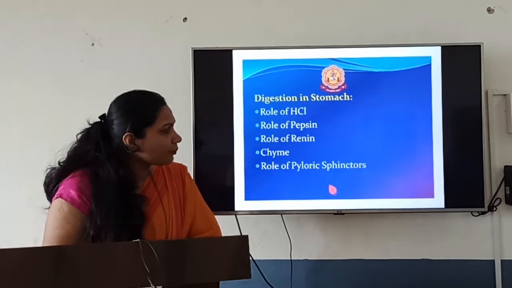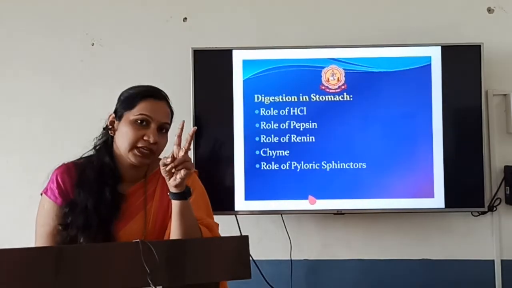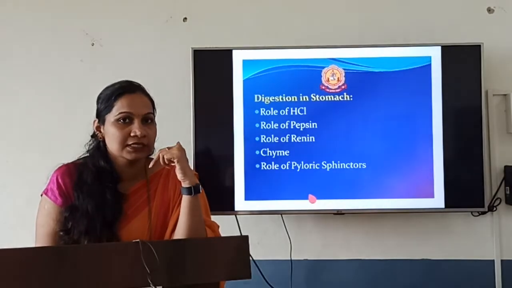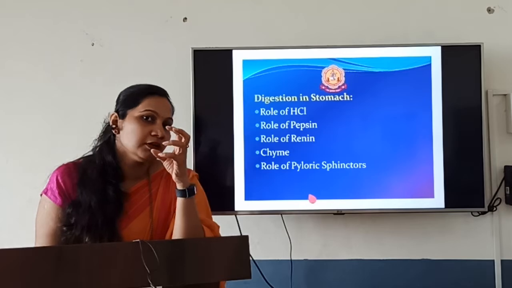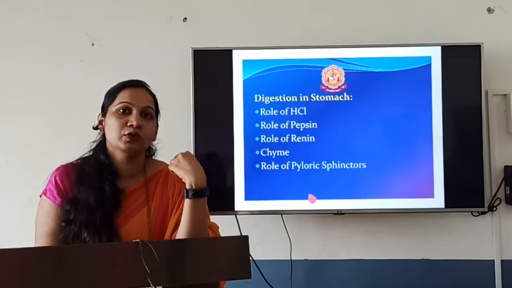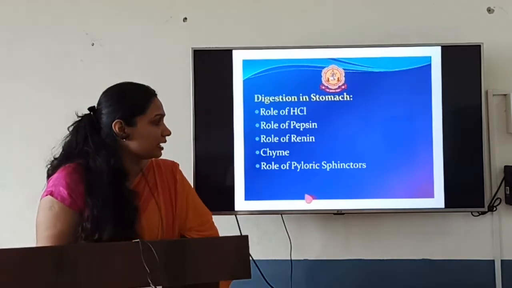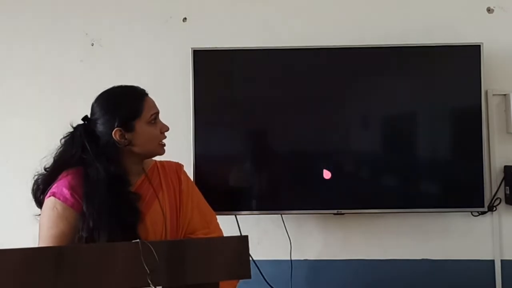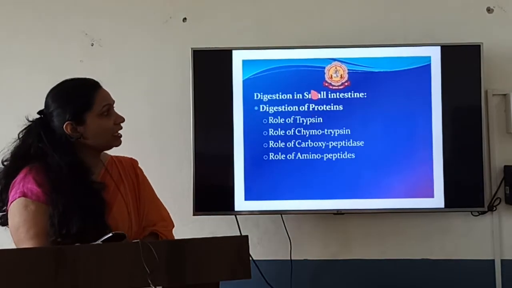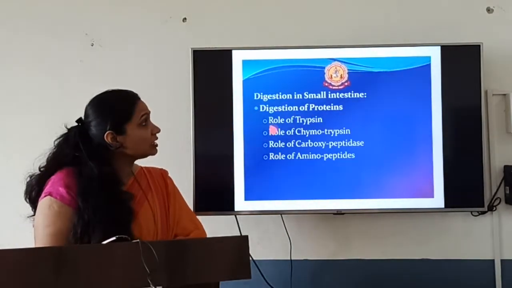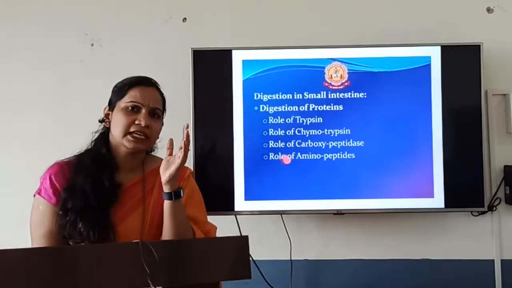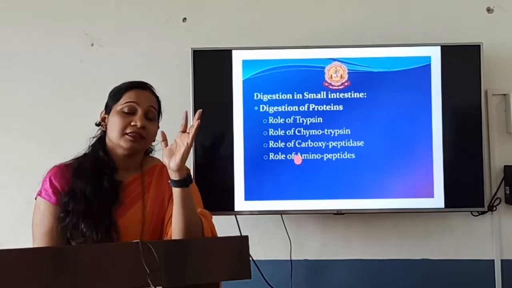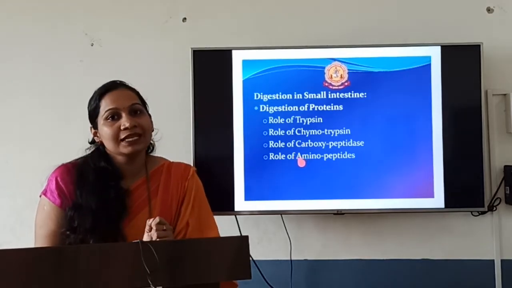And then the role of pyloric sphincters. There are 2 sphincters in the stomach. Cardiac sphincter is the first one. Pyloric sphincter is the last one. So the movement of digested food from the stomach to intestine is mainly guarded by a sphincter called pyloric sphincter. Okay. So next, digestion in the small intestine. All the secretions of bile as well as the pancreas, whatever the secretion is there, their digestion takes place in the intestine.